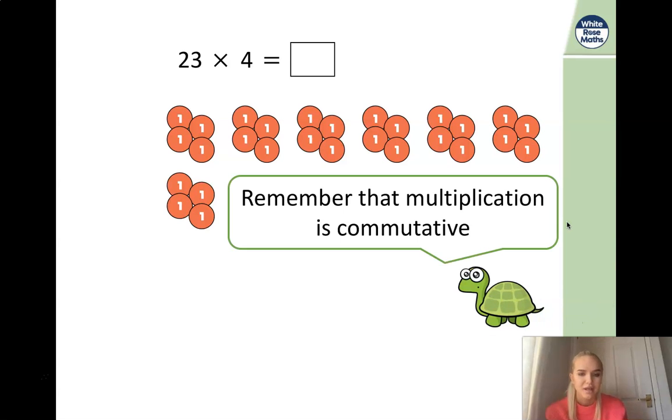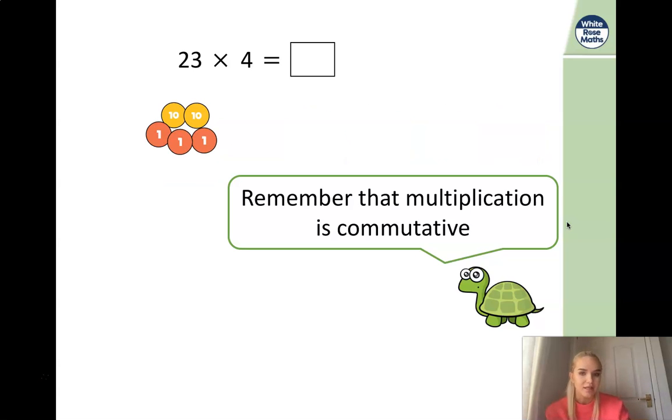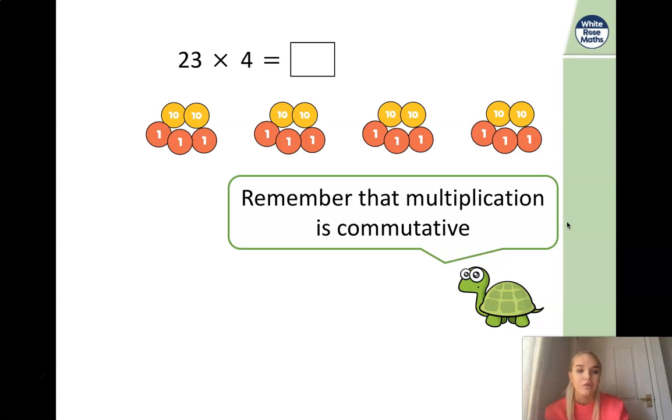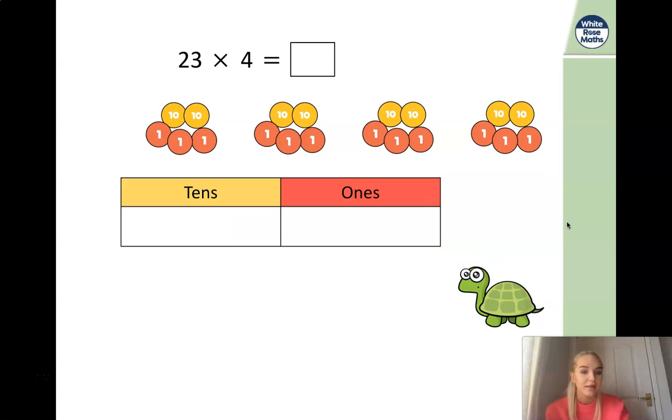Oh, Tiny the Turtle says, remember Year 4, multiplication is commutative. So he suggested that we do it a different way. He suggested that we make 23 with our place value counters and add them together 4 times. And I think, let me know what you think, Year 4, this is a lot quicker way to do it rather than doing 4 23 times. Now you can see that Tiny the Turtle has got tens and he's got ones, so he's going to make a grid, and that's what we can do too to help us.